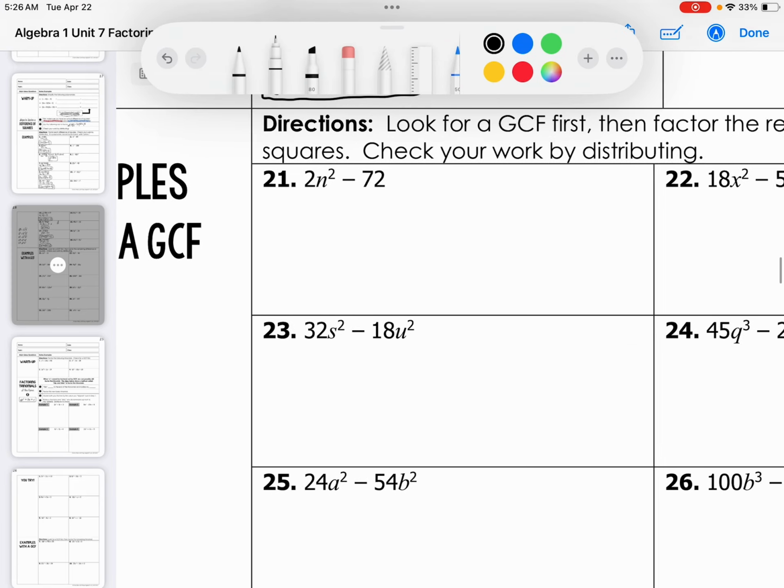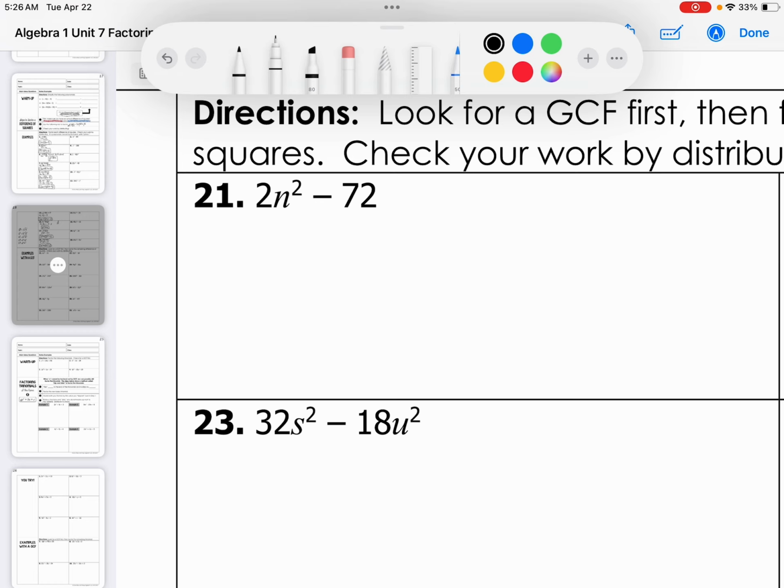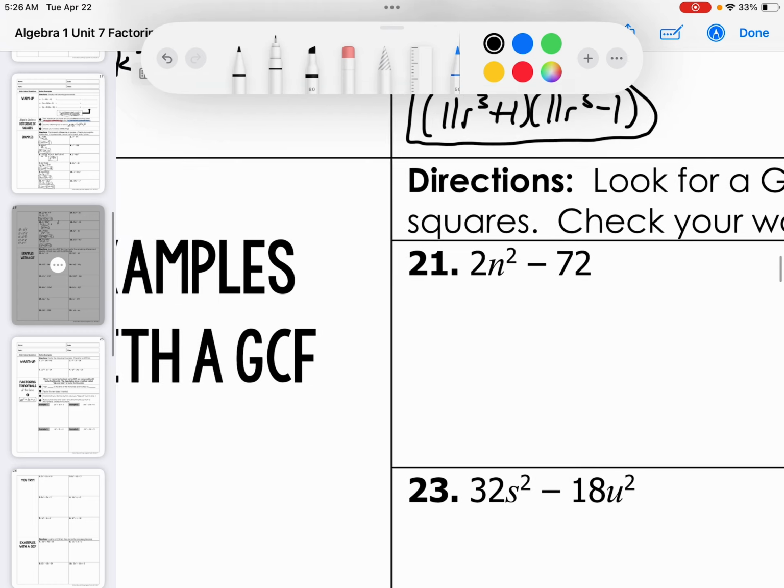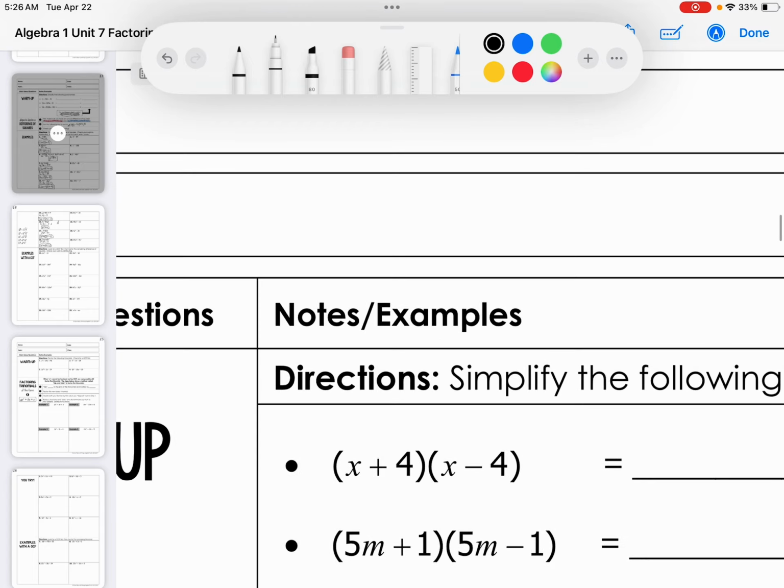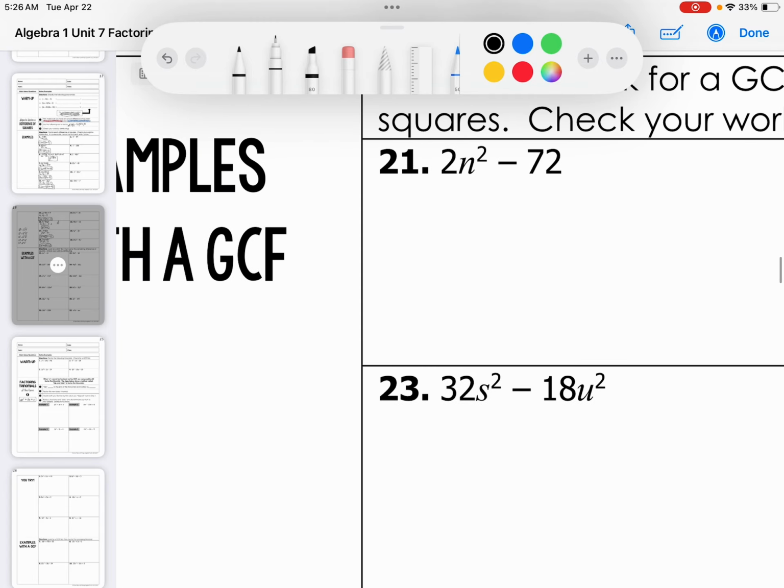So, for example, on number 21, the 2n squared minus 72, if I want to break these down into what they might have in common, 2 would be 1 times 2, and then n squared is n times n. 72 would be 1 times 72, 2 times 36, 3 times 24, 4 times 18, 6 times 12, or 8 times 9. So then we look for what they have in common.